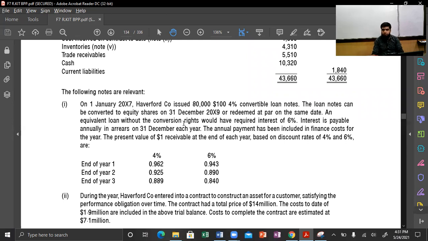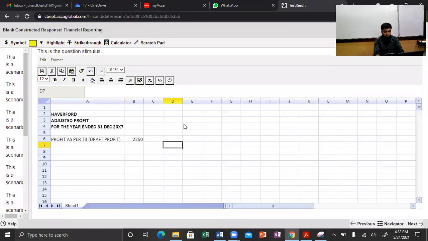It means interest or the finance cost have been recorded, but for the coupon amount. But we are sure about it that interest is recorded for the effective rate and not for the coupon rate. So let's move on. The present value of $1 receivable at the year is given for two interest rates, that is the 4% and the 6%. And we know that 4% is the coupon rate and 6% is the interest rate. Let's go with this adjustment and work out for the interest amount.